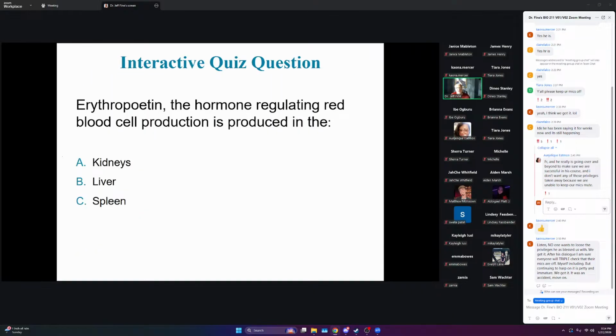Third of your quiz questions for today. Let's go back to erythropoietin, that hormone that differentiates hemocytoblasts to produce erythrocytes, red blood cells. Where is erythropoietin released from?